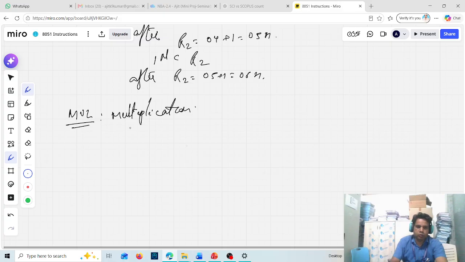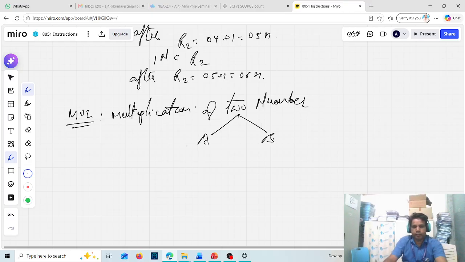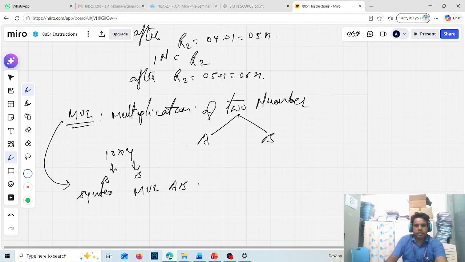Multiplication of two numbers. But here the rule is that these two numbers should be in registers A and B. Suppose that you want to multiply 10 with 4. So this 10 should be in register A, and this should be in register B. Then you can write MUL AB. And what is the syntax? The syntax is MUL AB. So you can multiply the value of A and B.